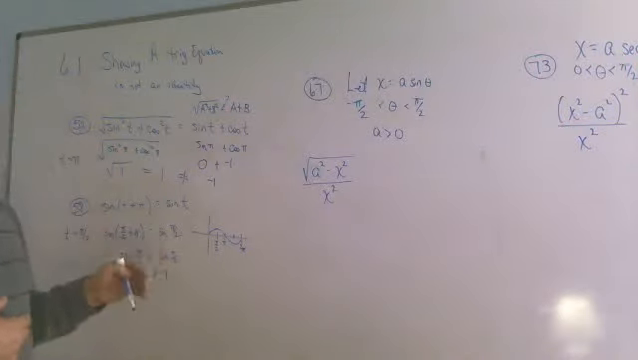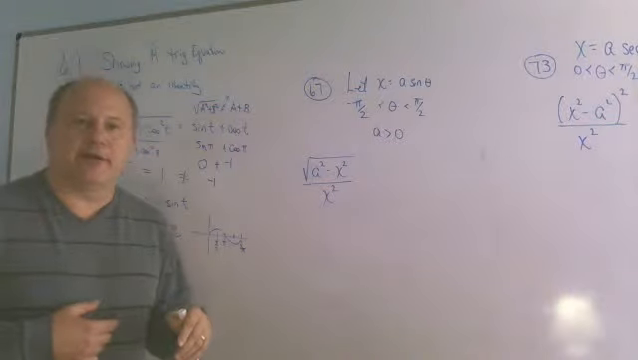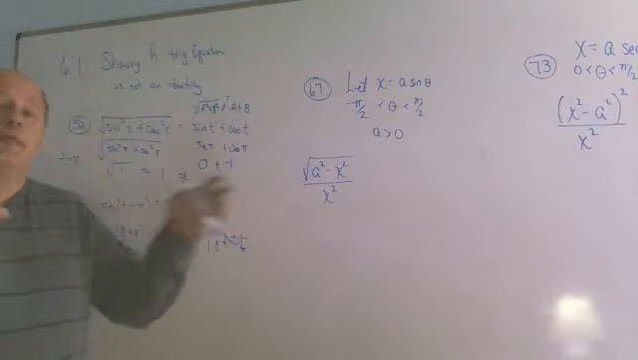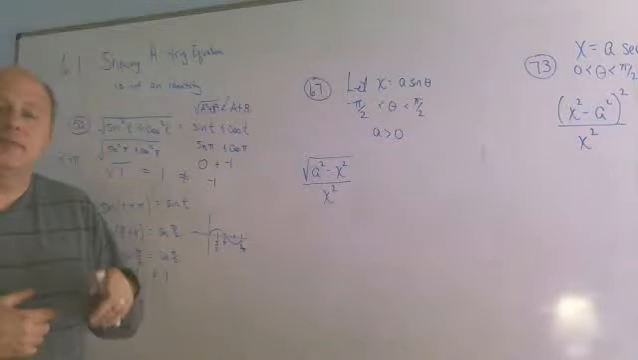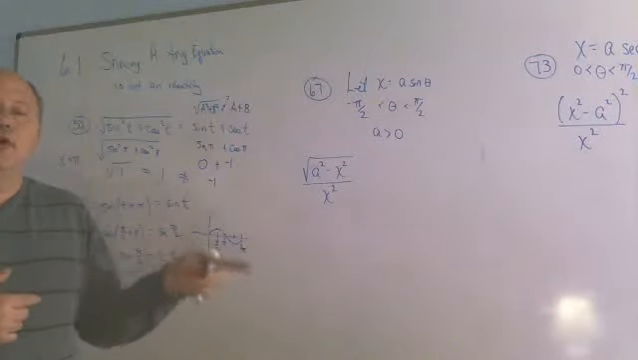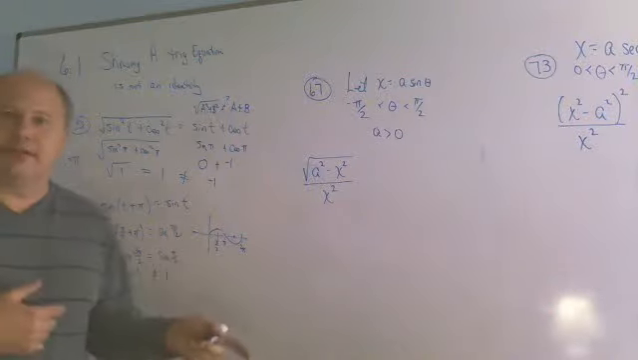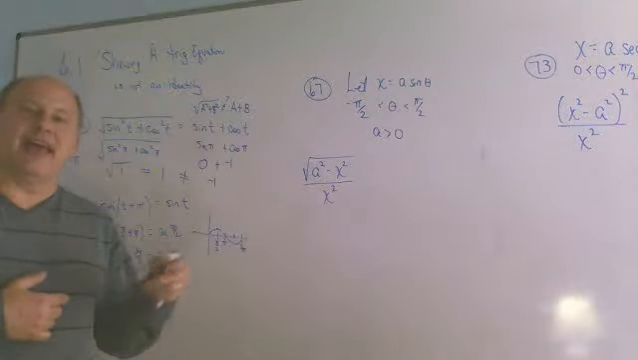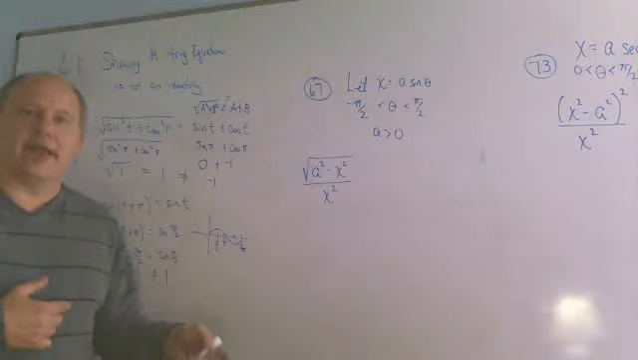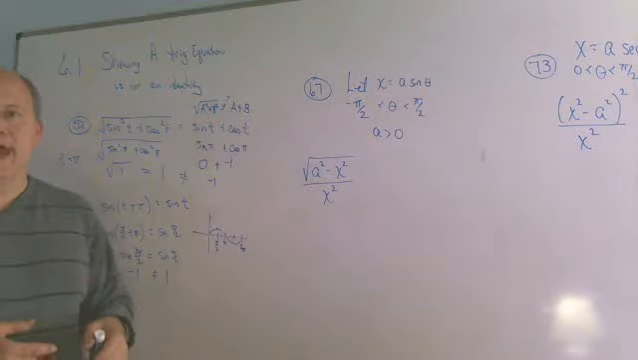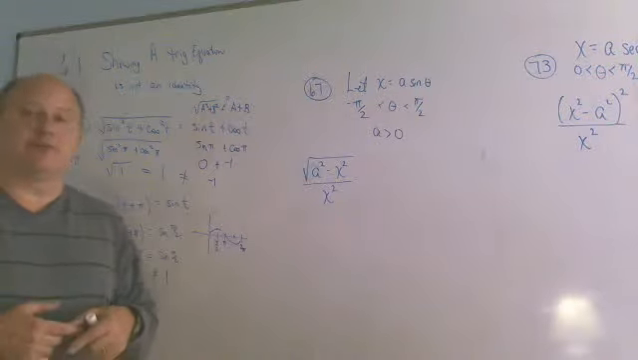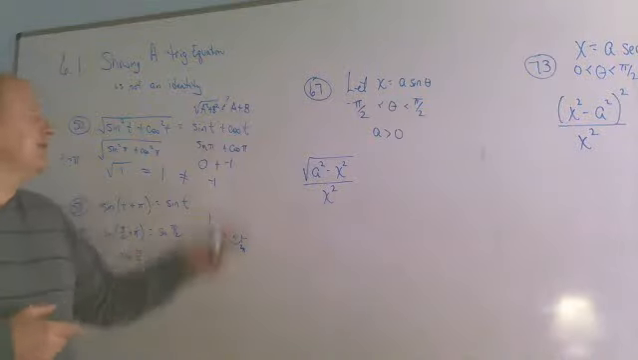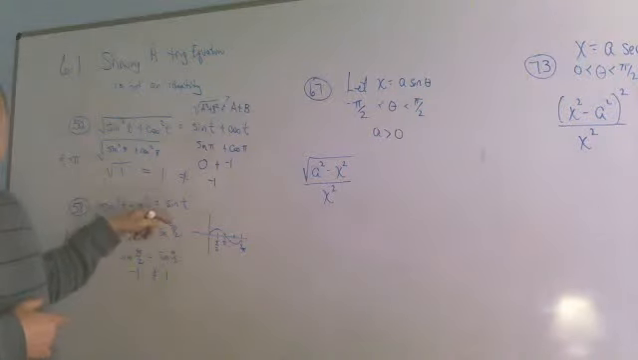Now, the one set of problems that I did not put on the board here was to determine if it was an identity or not. That was a little bit more difficult because you don't know if it's an identity or not. So you have to assume that it is and try to prove it. And if you can't prove it, chances are it's probably not an identity.